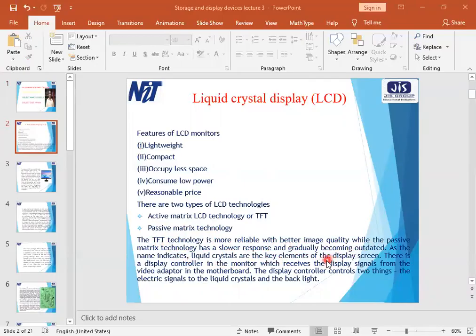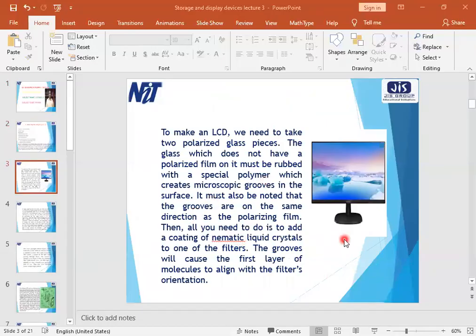There is a display controller in the monitor which receives the display signal from the video adapter in the motherboard. The display controller controls two things: the electric signal to the liquid crystal and the backlight. To make a LCD, we need to take two polarized glass pieces. The glass which does not have a polarized film on it must be rubbed with a special polymer which creates the microscopic grooves in the surface. This is a LCD display. This is a computer screen which is using the LCD display.